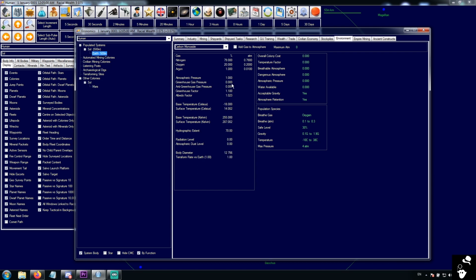Greenhouse gas pressure is the pressure effect of any greenhouse gases that you have on the body. Greenhouse gases are things like astusium, carbon dioxide and methane. So these are the positive greenhouse gas pressure, and this one here is the anti-greenhouse gas pressure.